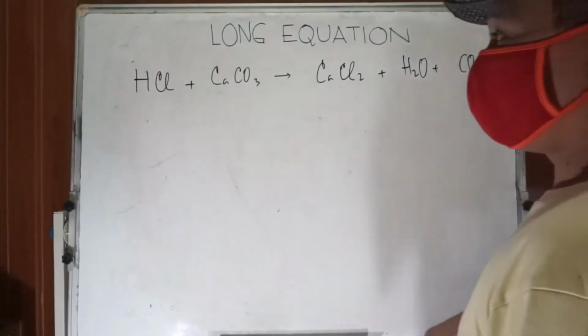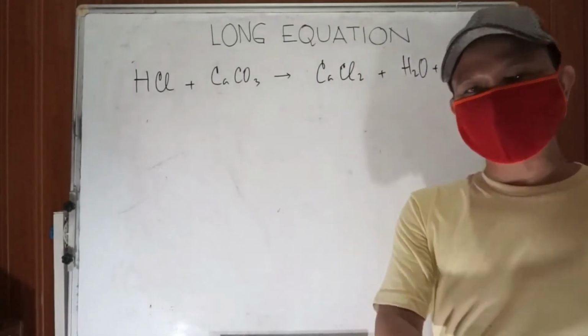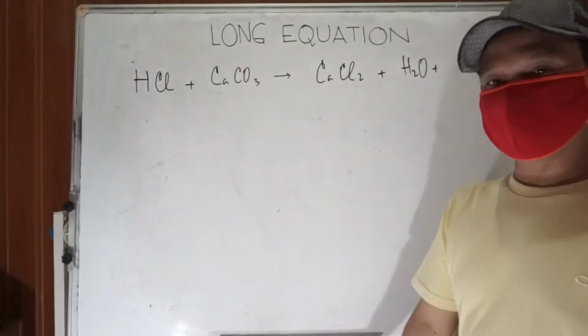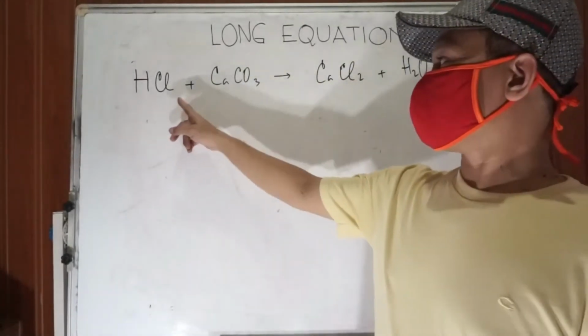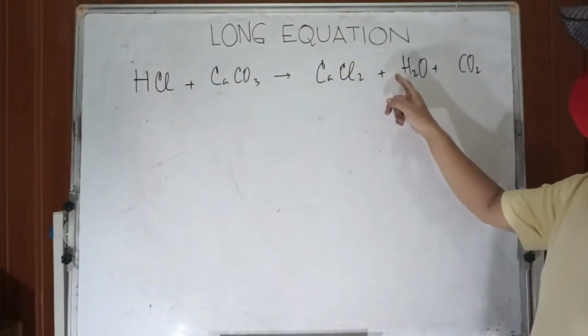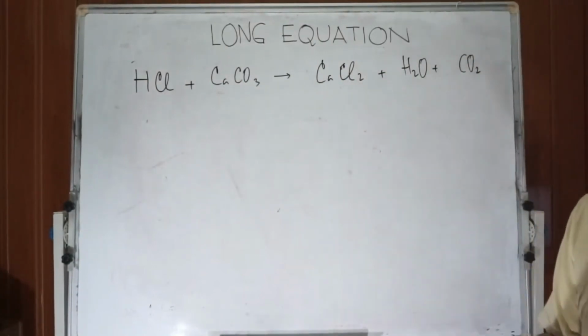Okay, students, I think I still have one more example: how to balance a long equation. Okay? Hydrochloric acid plus calcium carbonate yields CaCl2 plus water plus carbon dioxide. How to balance this one?